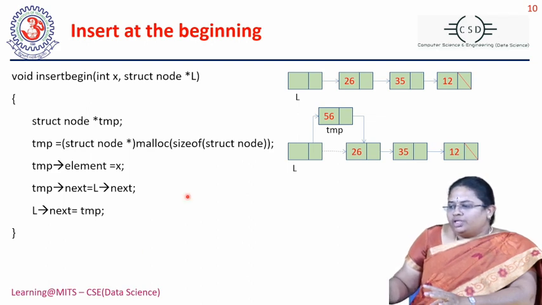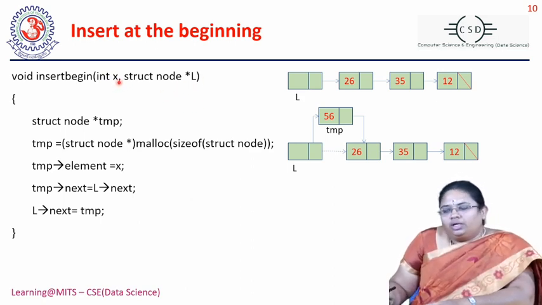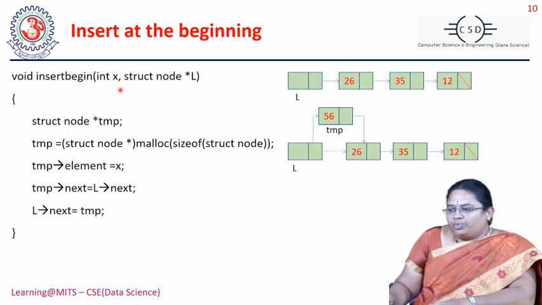To perform insertion at the beginning, we don't need to find any position where the element is to be inserted. We just pass the input parameters: X is the element to be inserted, and L is the list on which we perform insertion, right? I have declared temp as a node, and for the temp node I am calling the malloc function. A new node will be created.